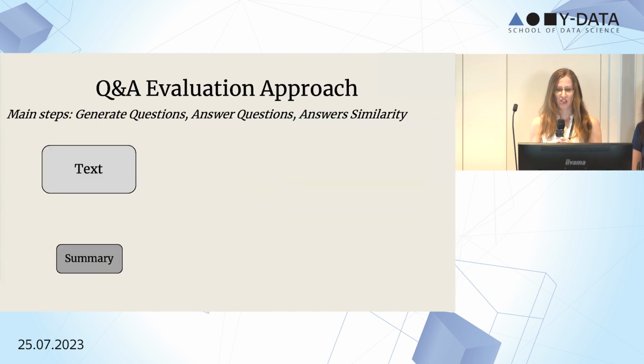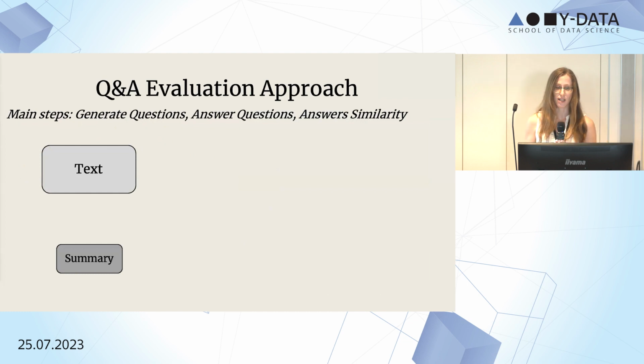Okay. So, as Sveta mentioned, the goal of our project is to evaluate the quality of a given summary using this question and answering approach. This approach actually measures the information overlap between a summary and a text, and it's supposed to reflect both the coverage and the accuracy of the summary.